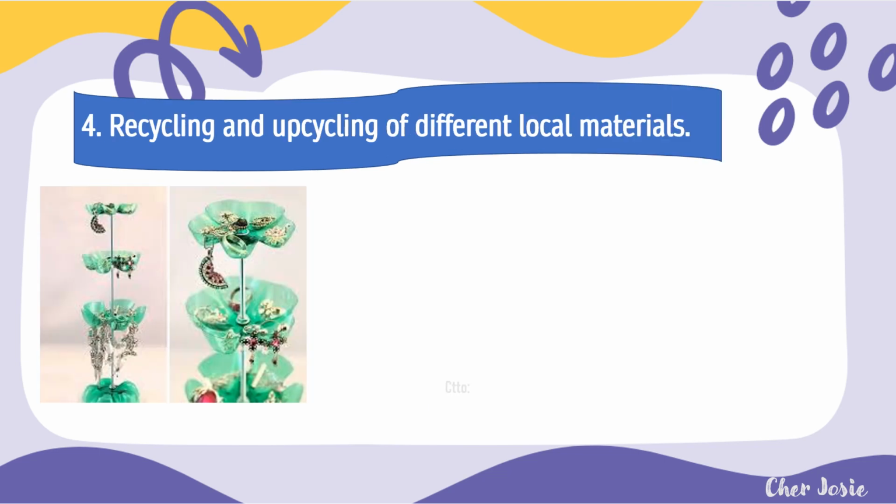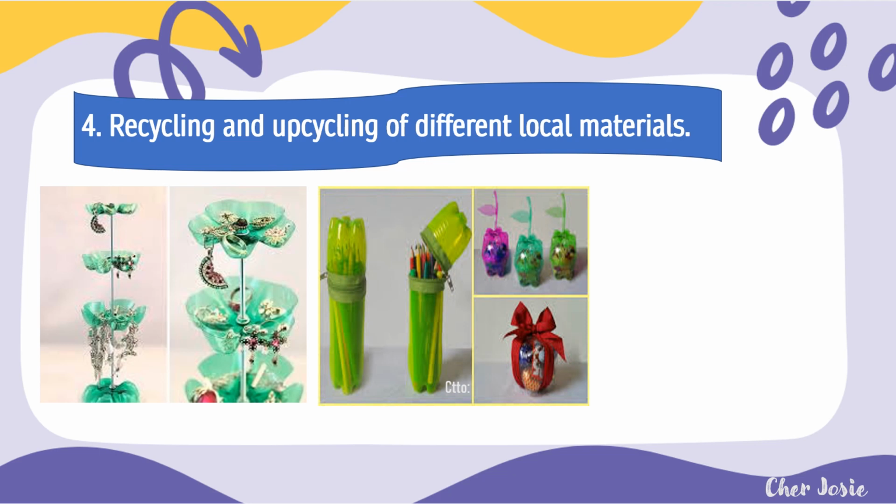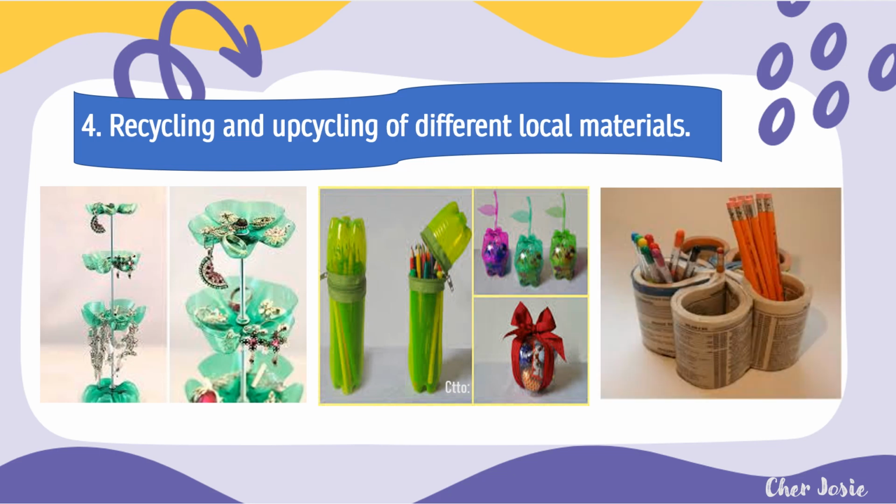Number 4 is recycling and upcycling of different local materials. For example, our empty plastic bottles. Instead of throwing them into the garbage, you can make them into a more useful craft, just like this jewelry holder. We can also make a pencil case or any decorative craft. Another one, our old magazines, we can make into something very useful, just like in this picture, and many more.